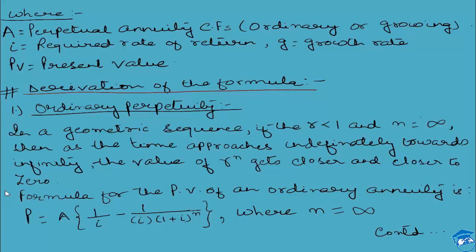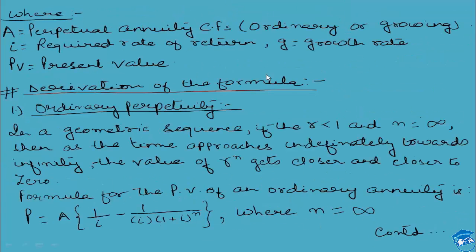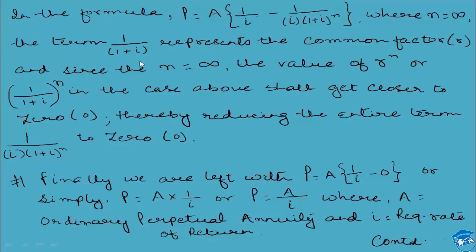Now we shall be using the same formula to calculate the present value of a perpetual annuity, or an annuity which is going into infinity. That's why the term infinity has been assigned to n. Now students, one thing is very important over here: in the formula P is equal to A multiplied by, within curly brackets, 1 upon i minus 1 upon i into (1 plus i) to the power of n, where n is equal to infinity, the term 1 upon (1 plus i) represents the common factor r. Since we are calculating the present value, while calculating the future value, 1 plus i was the common factor, but over here 1 upon (1 plus i) is the common factor r. So when 1 upon (1 plus i) is the common factor r, and since n is equal to infinity, we know that n is extending up to infinity.